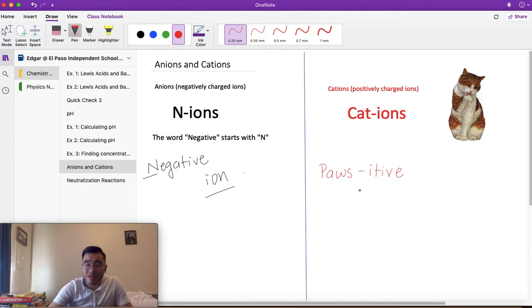I know it's silly, it might be funny, but it worked for me when I was in college. I never forgot. Well, I would forget, but I would think, okay, so cations, cat's paws, positive. There you go. Summary: anion, negative ion; cation, positive ion. Don't forget about the cat.